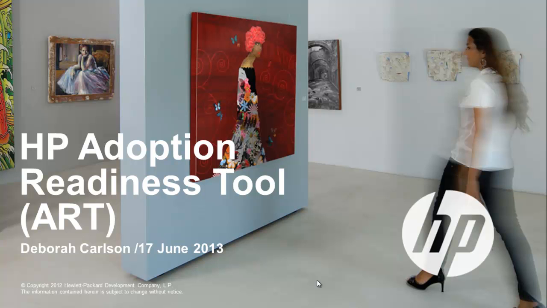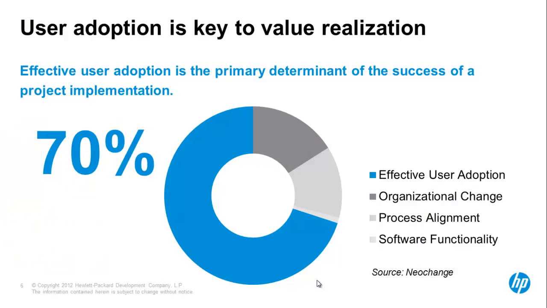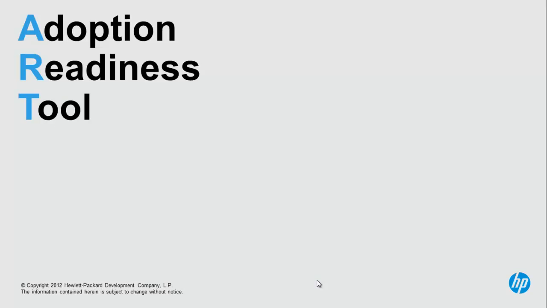HP Adoption Readiness Tool provides out-of-the-box content for your HP solutions, as well as a tool that integrates with HP Quality Center. HP looked at those customers that were most successful implementing HP solutions. Of those customers, it was found that effective user adoption contributed over 70% of the value delivered to the business when an HP solution was implemented. This contribution was far above organizational change, process alignment, and the software functionality in attaining ROI targets. For that reason, HP created the Adoption Readiness Tool, ART.